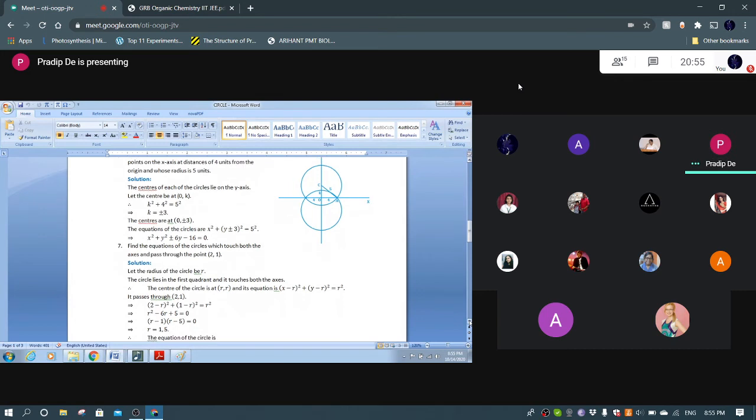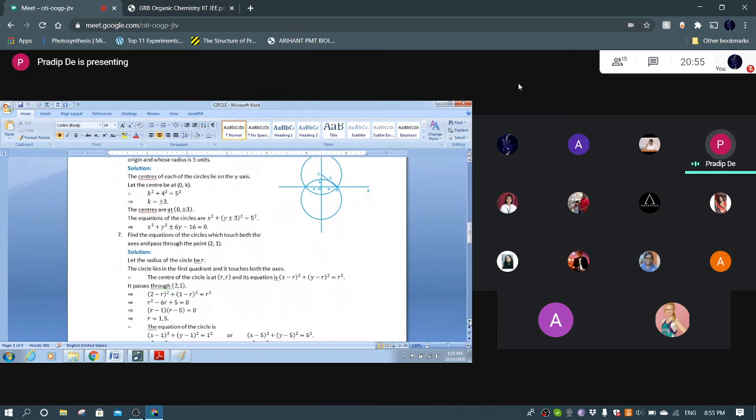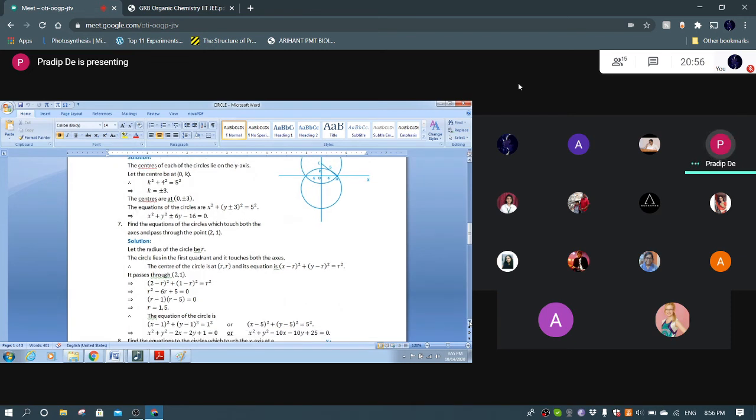For each value of r, there is an equation. When r is equal to 1, the equation is x minus 1 whole square plus y minus 1 whole square is equal to 1 square. Because the equation was x minus r whole square plus y minus r whole square is equal to r square. We are putting r equal to 1, we get the first equation. Or by putting r equal to 5, we get the second equation. Simplify and we get the two answers. There are two such circles.